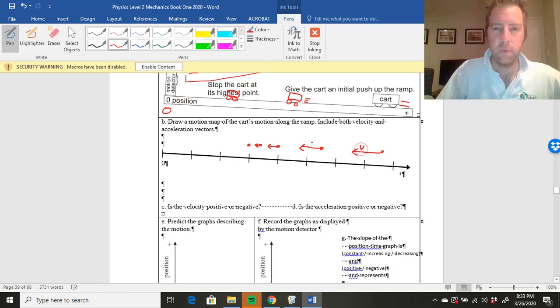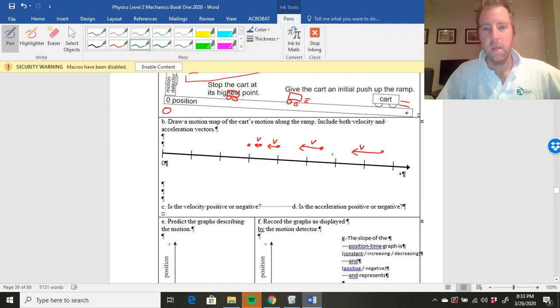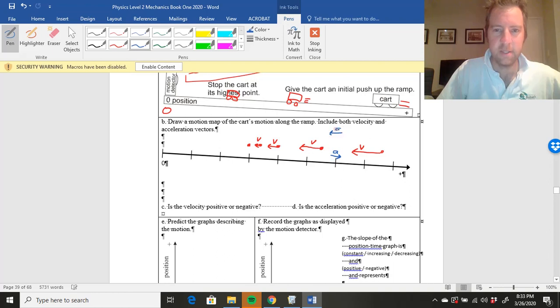I label them, really important I label them, because we're going to do acceleration arrows here and we don't want to get them mixed up. Because my velocities are getting smaller, that means my acceleration must be in the opposite direction. Because if my acceleration was in the same direction, that would mean my velocity arrows were getting bigger, and that's not the case. My acceleration arrows are going backwards, and I want to show they're all the same size, so I put an equality mark on them.